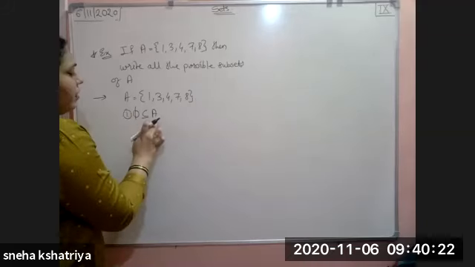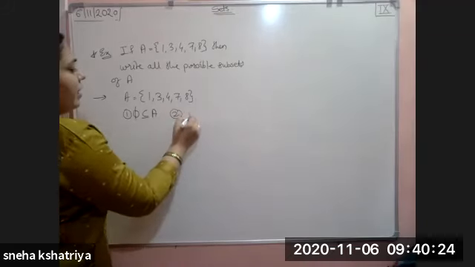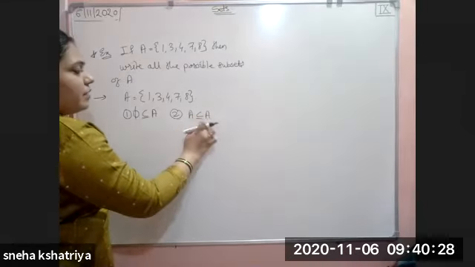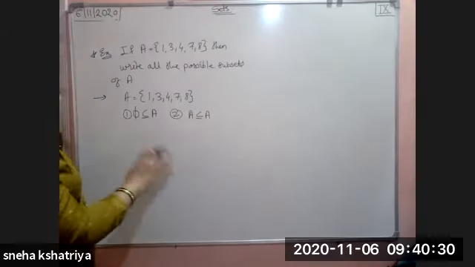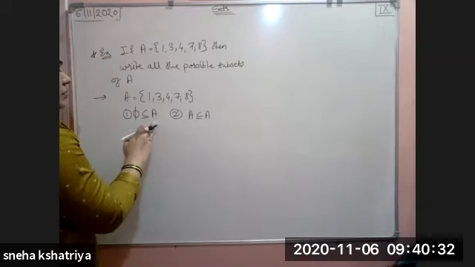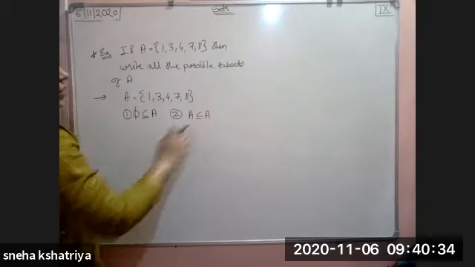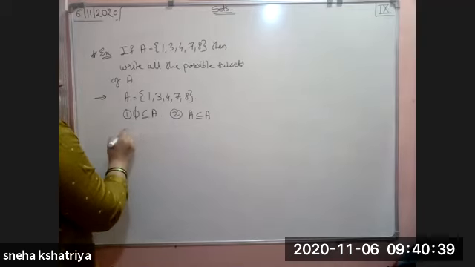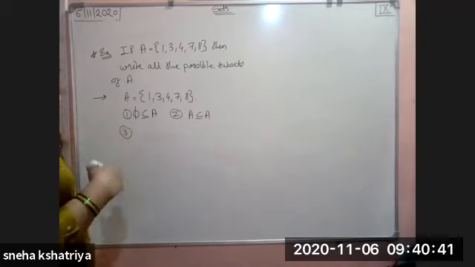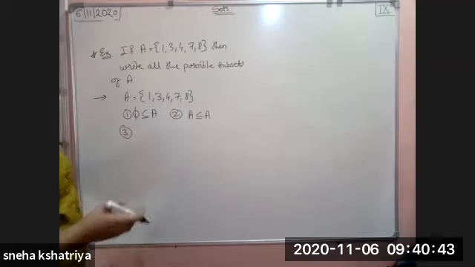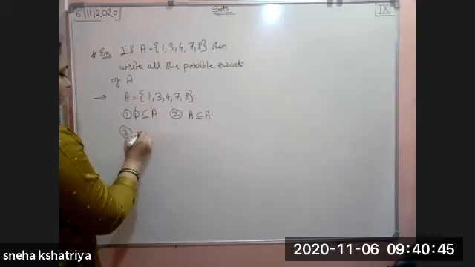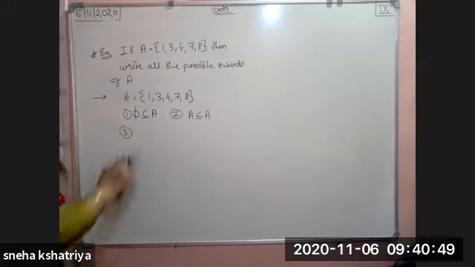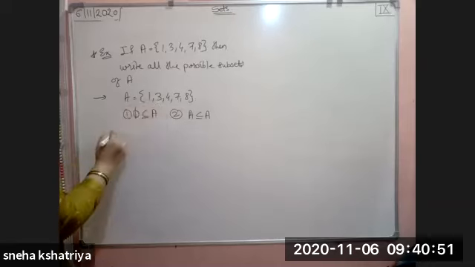Phi is a subset of every set. Second, A is a subset of A. A itself is a subset of A. That also we have seen in the property that phi is a subset of every set and A is a subset of itself. Third, now we have to find the different sets. There are many sets which we can write in this combination.